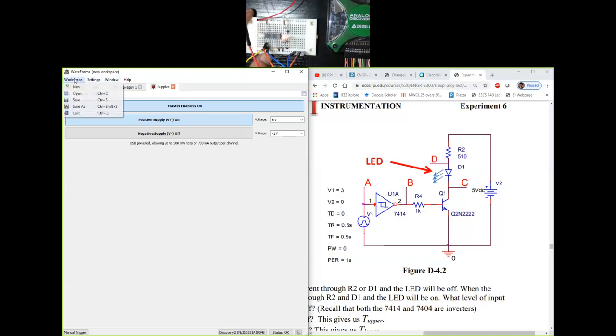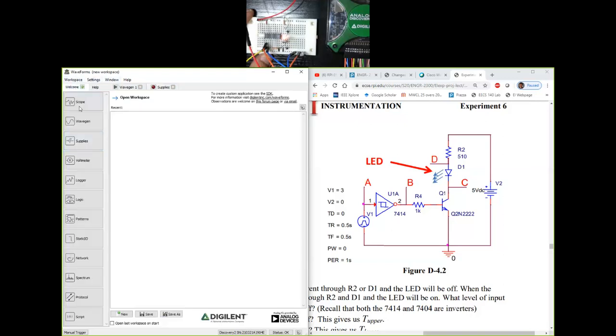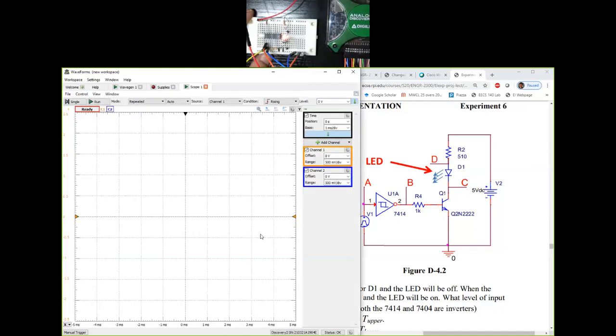Let's also start our two oscilloscope channels. Run wavegen, run scope, and I hope you see that the LED is blinking very slowly because we have set the frequency to about 1 second, so you can see it very easily that it is blinking.